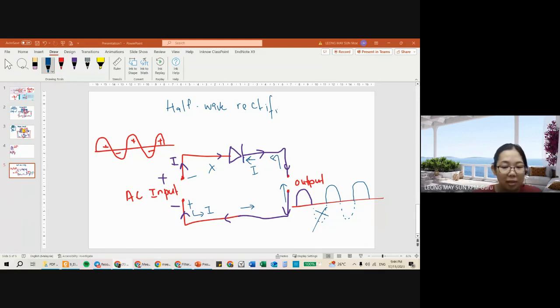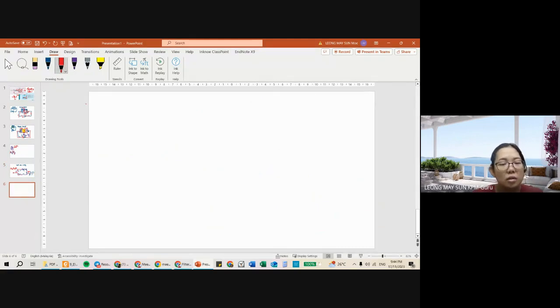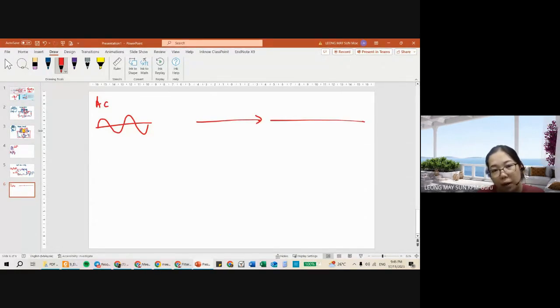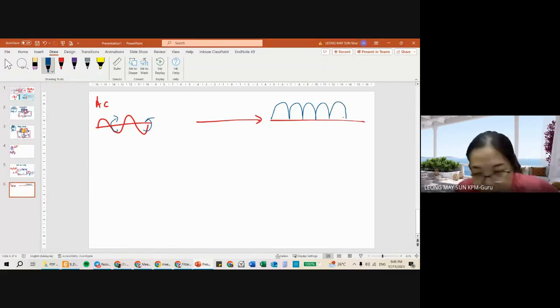Obviously that's not what we want. So if that is not what we want, then we will have to turn it into a full wave rectification. Full wave rectification is whereby initially the input is alternating like this. This is AC. Full wave rectification is whereby the bottom part, the bottom negative part, you flip it up. So it will become fully direct current.